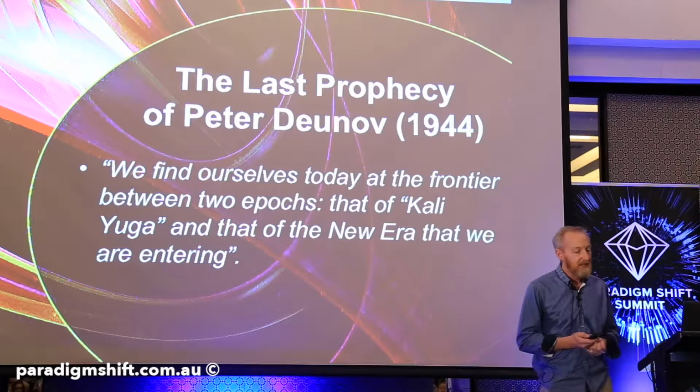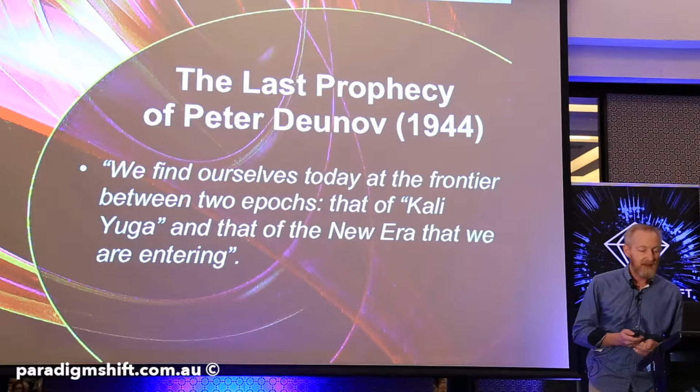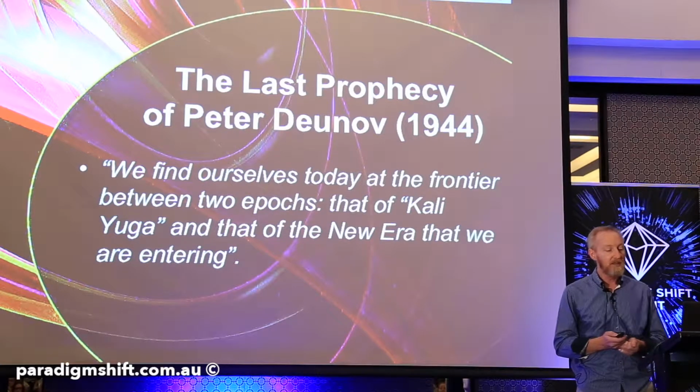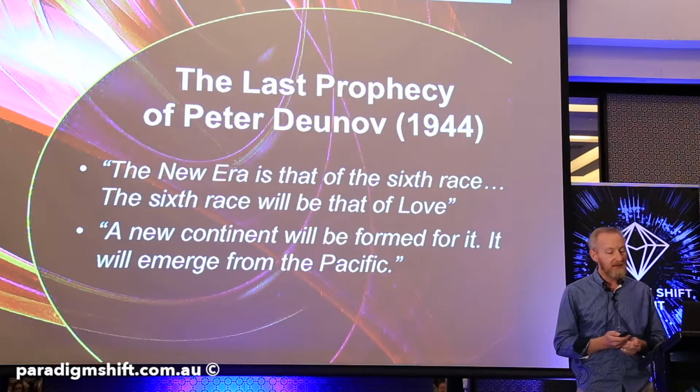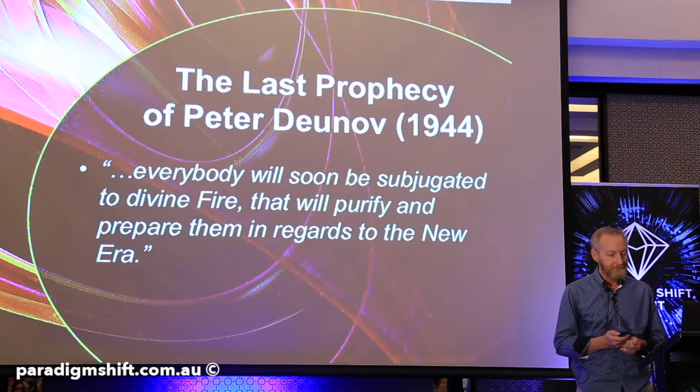We find ourselves today at the frontier between two epochs, that of Kali Yuga and that of the new era that we are entering. The new era is that of all six races. The sixth race will be that of love. A new continent will be formed for it. It will emerge from the Pacific. Everybody will be subjected to divine fire that will purify and prepare them in regards to the new era.